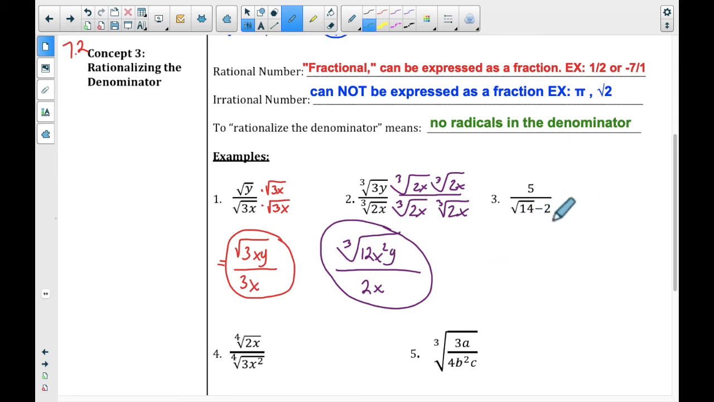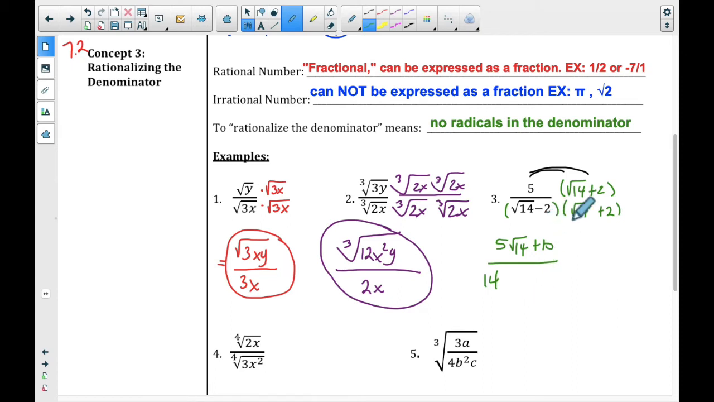What if it has this? Well, do you remember a while ago that we have talked about this phrase conjugates before? And so we're going to use the conjugate, and that is, in this case, radical 14 plus 2. And then we have to do that also in the numerator. So in the numerator, we're now going to distribute this, and we get 5 radical 14 plus 10. And in the denominator, radical 14 times radical 14 is 14. And then we have a positive 2 radical 14 and a minus 2 radical 14. That adds up to be 0.